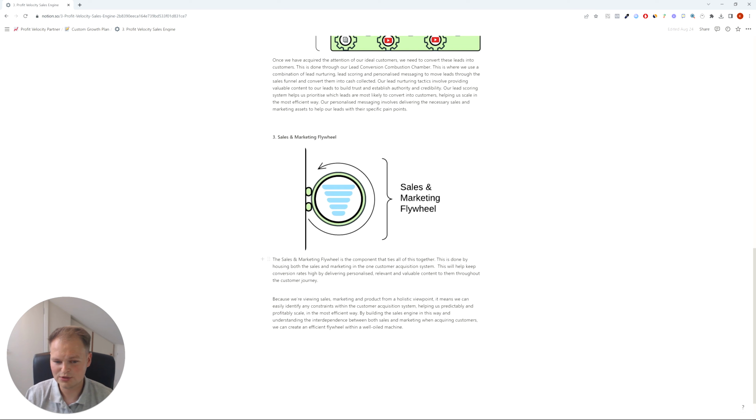This will help keep conversion rates high by delivering personalized, relevant, and valuable content to them throughout the customer journey. Because we're viewing sales, marketing, and product from a holistic viewpoint, it means we can easily identify any constraints within the customer acquisition system, helping us predictably and profitably scale in the most efficient way. By building the sales engine in this way and understanding the interdependence between both sales and marketing when acquiring customers, we can create an efficient flywheel within a well-oiled machine.